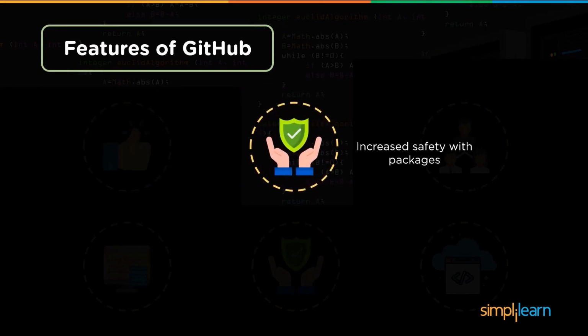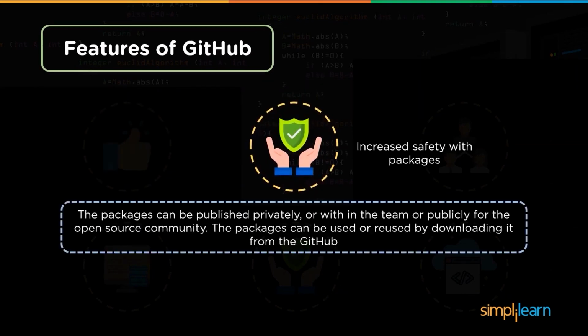Second feature is increased safety with packages. The packages on GitHub can be published as desired. They can be published privately or within a community, or can also be published publicly. The packages can be easily downloaded from the GitHub to use and reuse them.